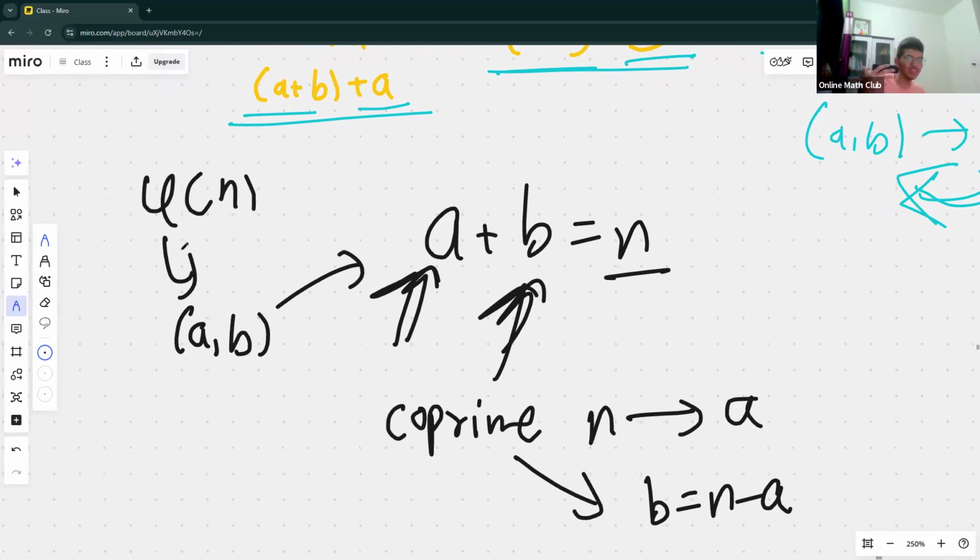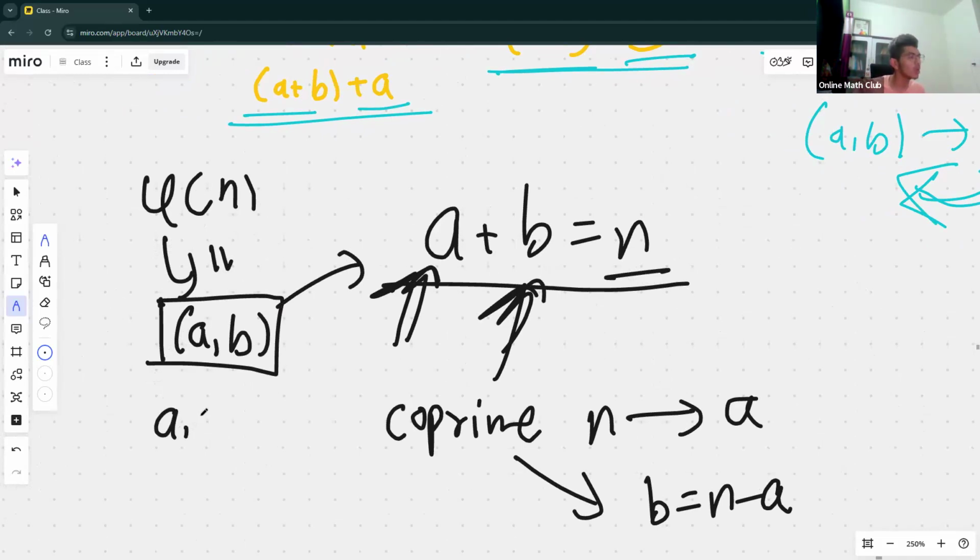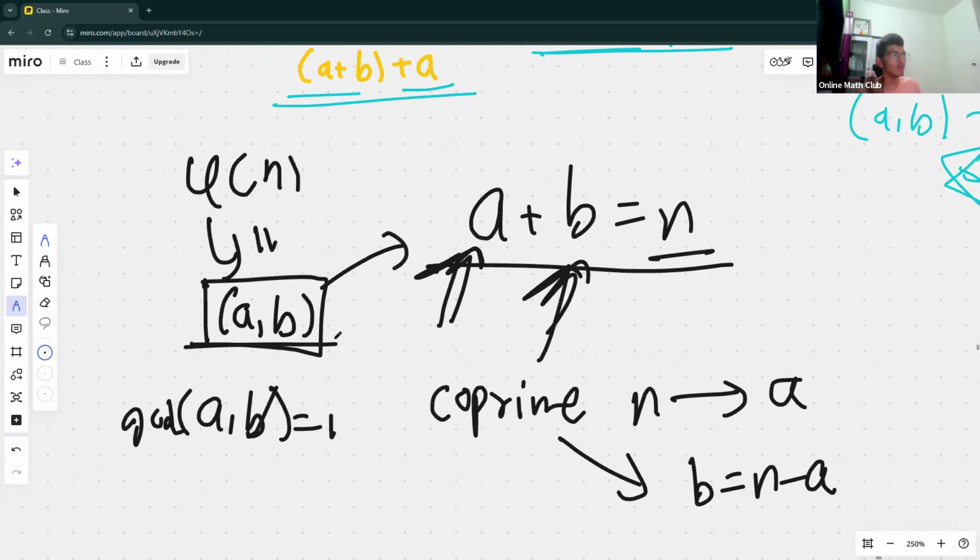So phi of n has another conversion, not a definition: phi of n is equal to the number of pairs (a, b) such that a plus b equals n, and a should be co-prime to n. Basically, a and b are co-prime, because if they are not co-prime, then this will not hold. So the number of pairs (a, b) which have GCD 1 and sum equal to n is equal to phi of n. Everyone understand?